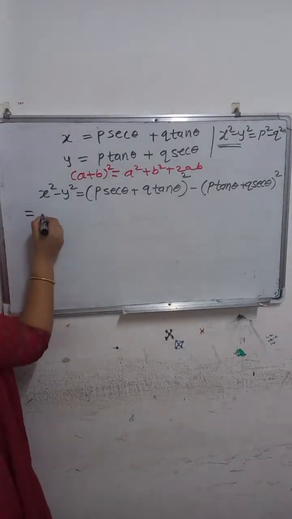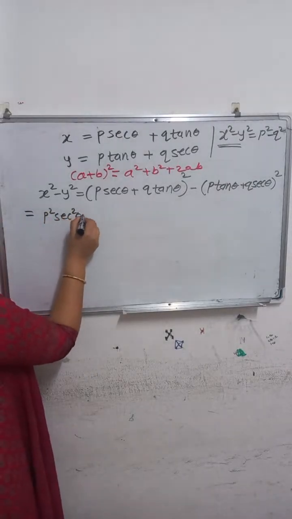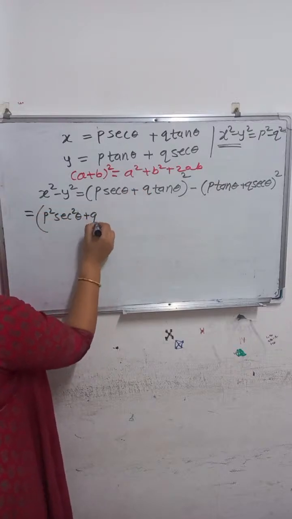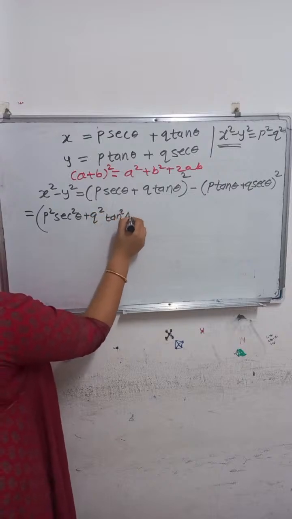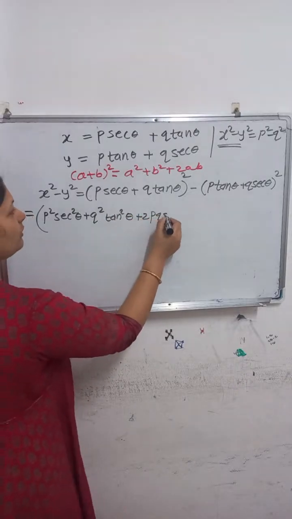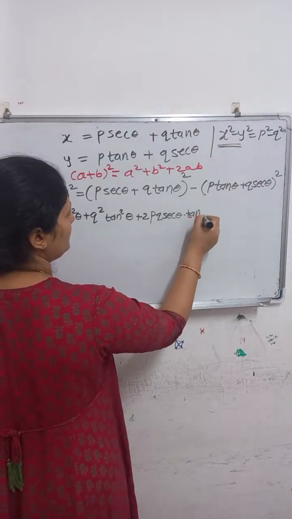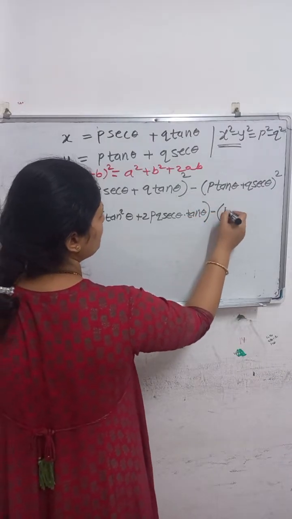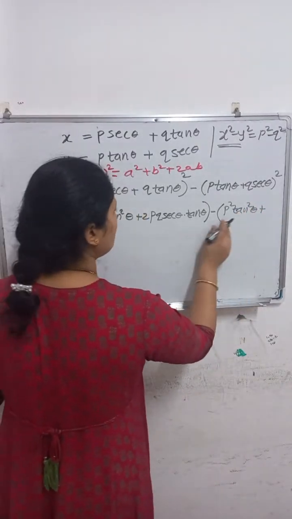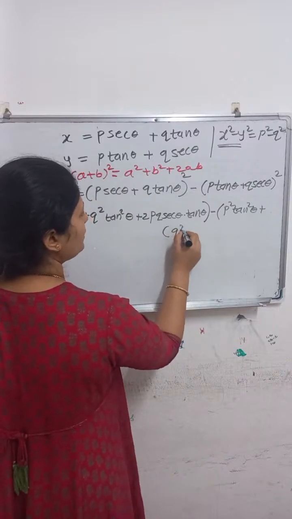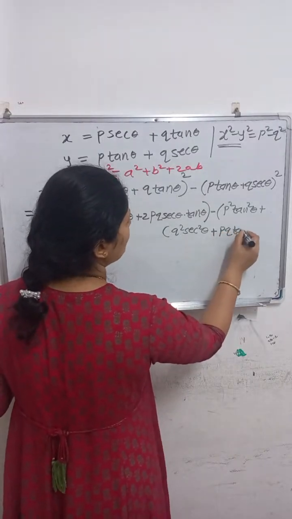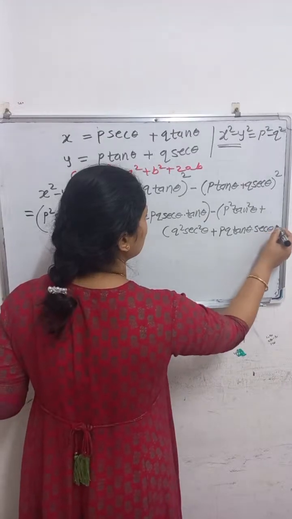So I'll start from here. p square sec square theta, because this is a square, plus b square, which is q square tan square theta, plus twice of p q sec theta into tan theta, bracket complete, minus p square tan square theta plus, I will continue in the same bracket, q square sec square theta plus twice p q tan theta into sec theta.